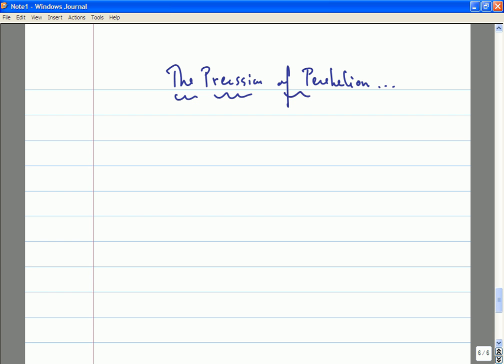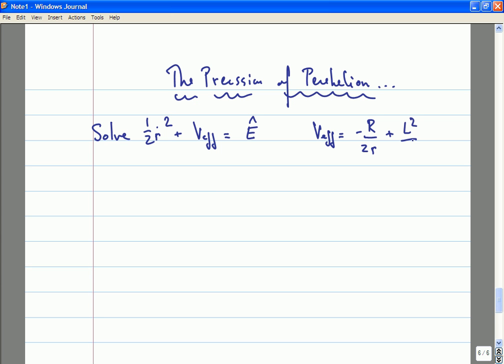So our goal is to solve the equation of motion, which we wrote down above: 1/2 r dot squared plus V effective is equal to a constant, which I called E hat, where V effective is the usual 1 over r term plus the 1 over r squared correction coming from the angular momentum barrier minus the 1 over r cubed term, which is the relativistic correction.